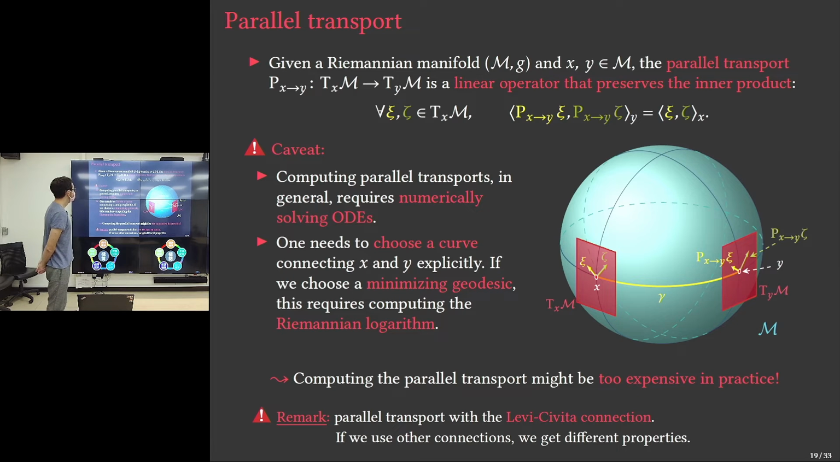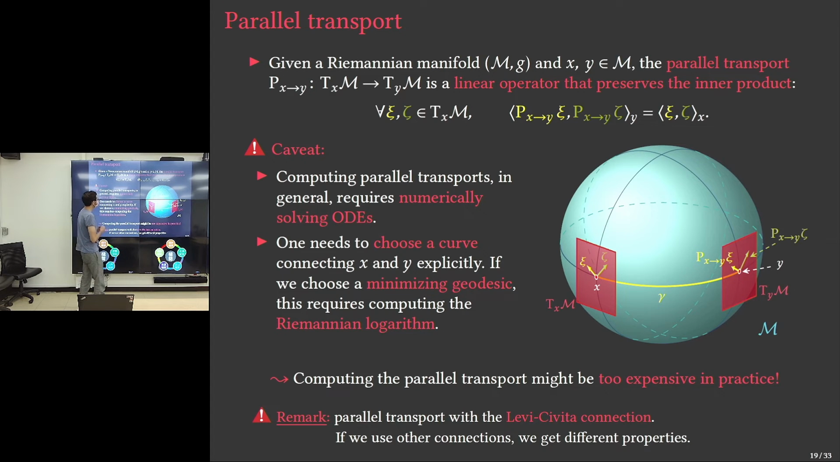So given a Riemannian manifold and 2 points on it, the parallel transport is a linear operator that preserves the inner product. Okay. Let's state it like this, then I will give some more details. So here you have the specific case of a sphere, so you can fix your ideas on this illustration. You have 2 points, x and y. You have the tangent space to the sphere at both the points, okay? And let's say our starting point is x, and you have 2 tangent vectors here, psi and zeta.